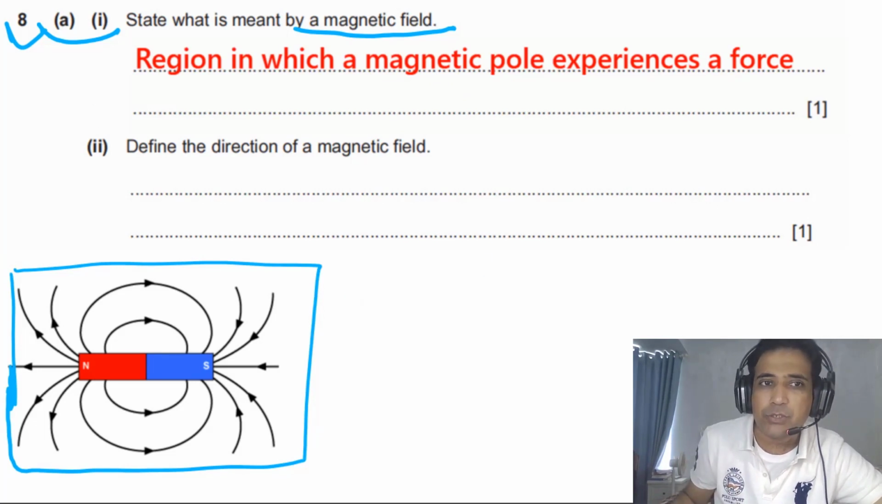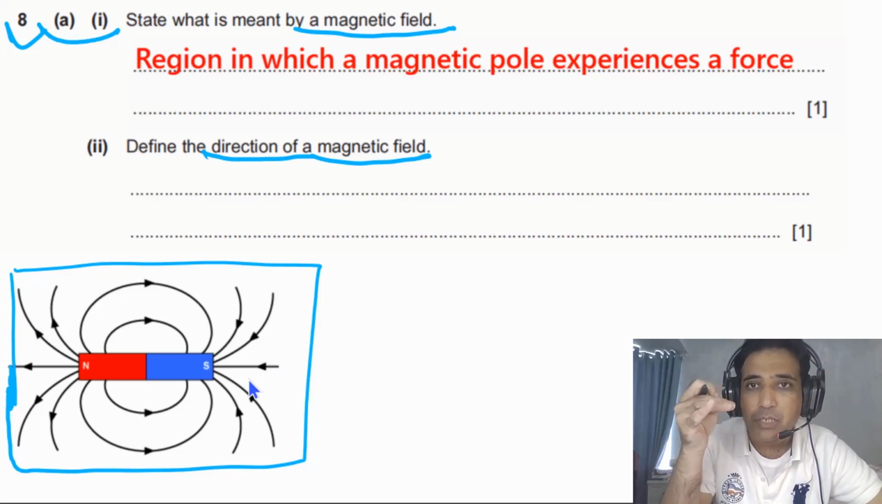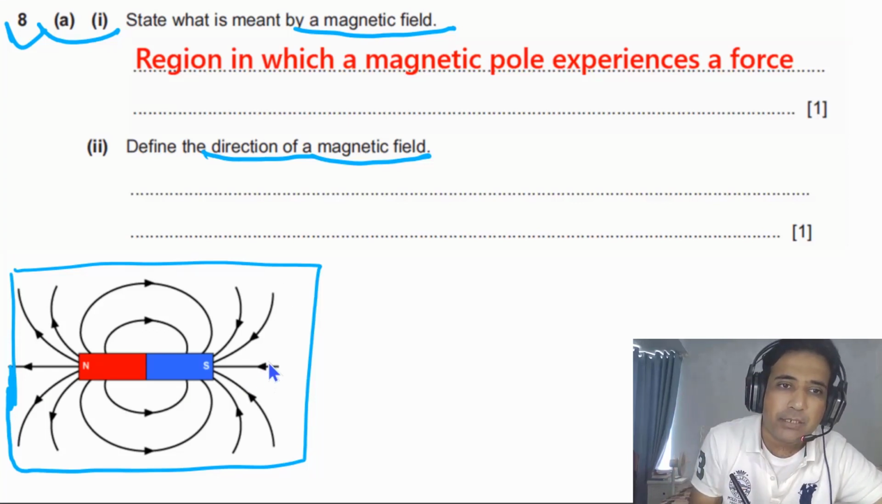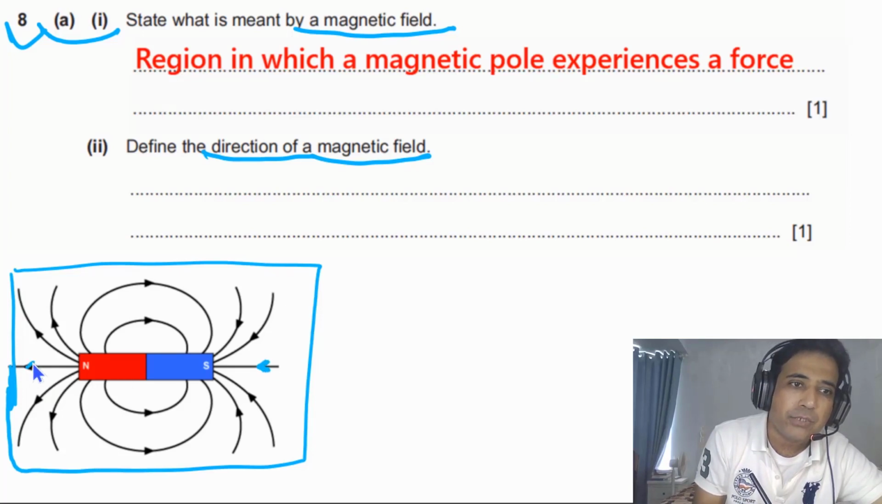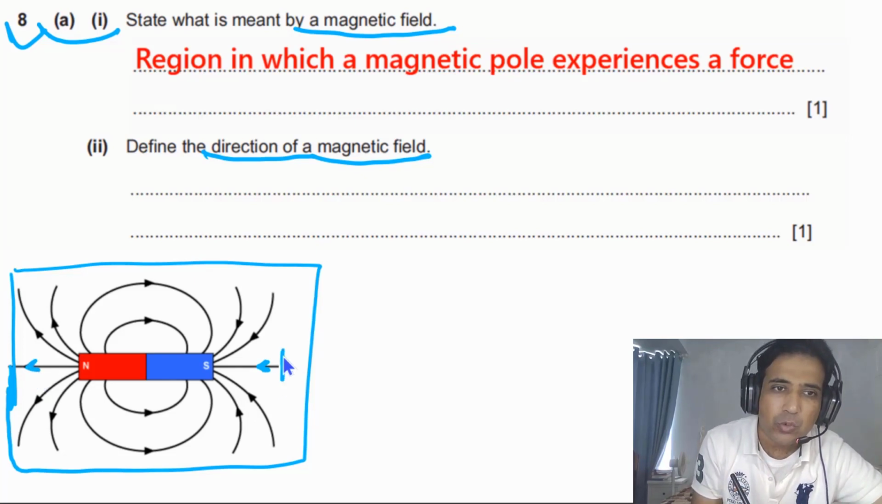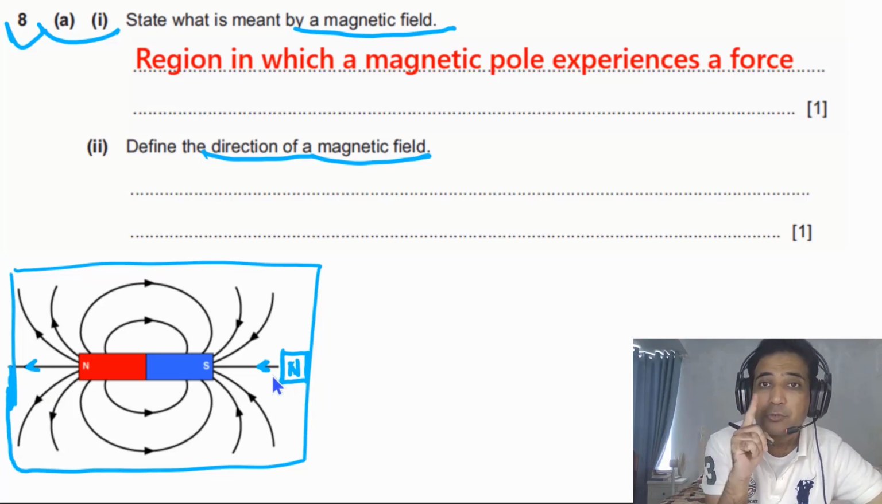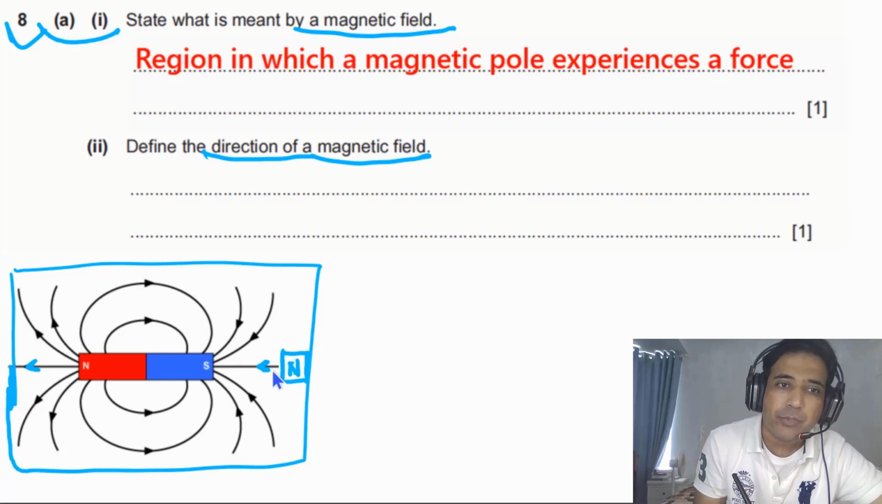For the second part, we need to define the direction of a magnetic field. You can see in this case we have these lines. These lines represent magnetic field lines. The question is how we draw these arrows, for example this arrow to the left, and how we have drawn this arrow also to the left. Imagine that if we place a single north pole here, what is the direction of magnetic force on it? This will be towards the south pole, meaning in the direction of this arrow.